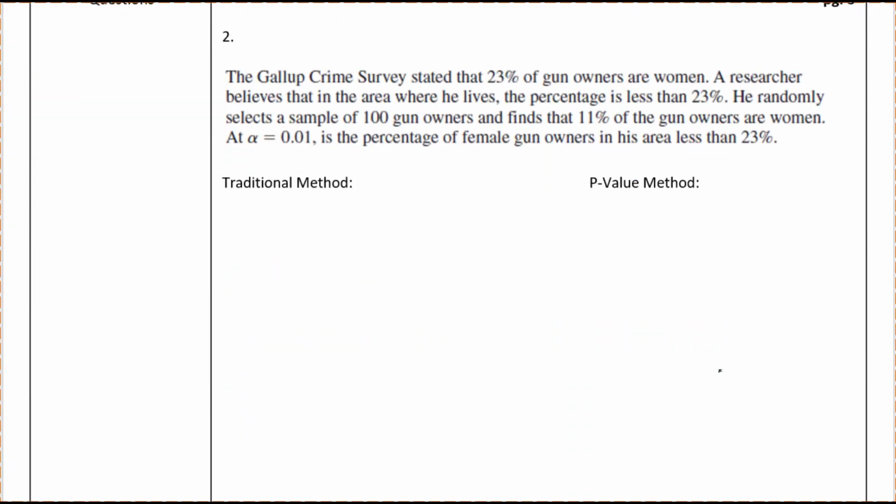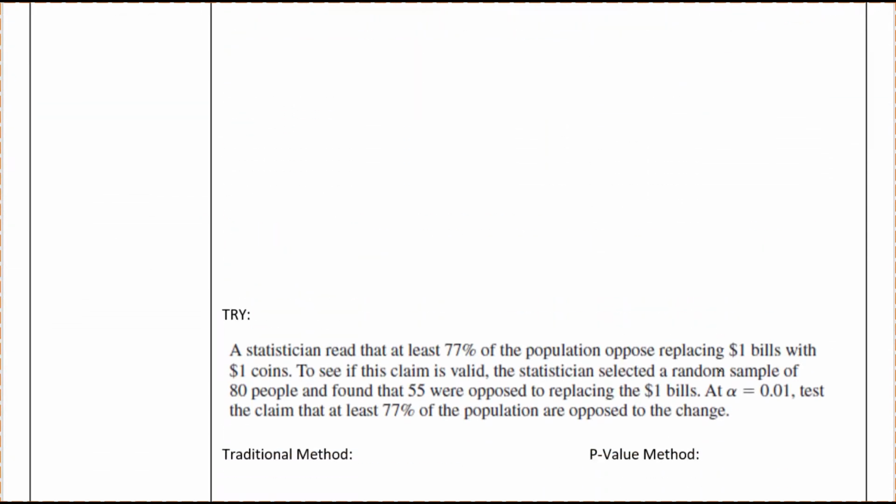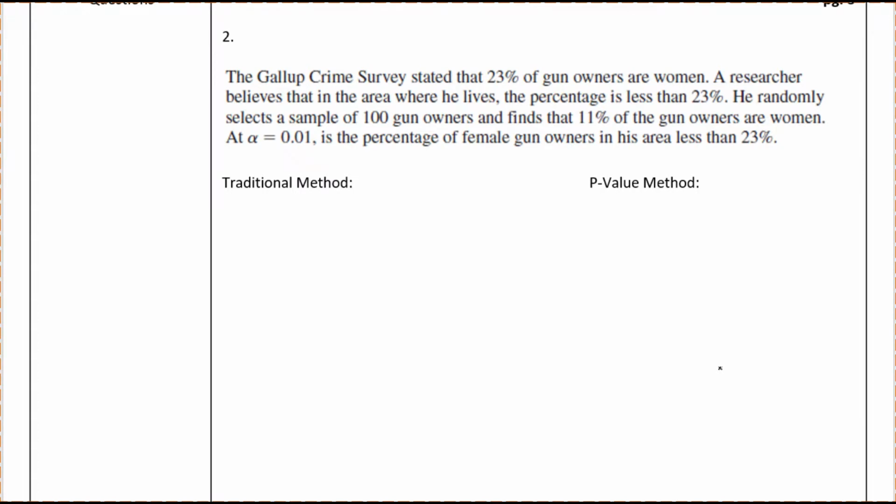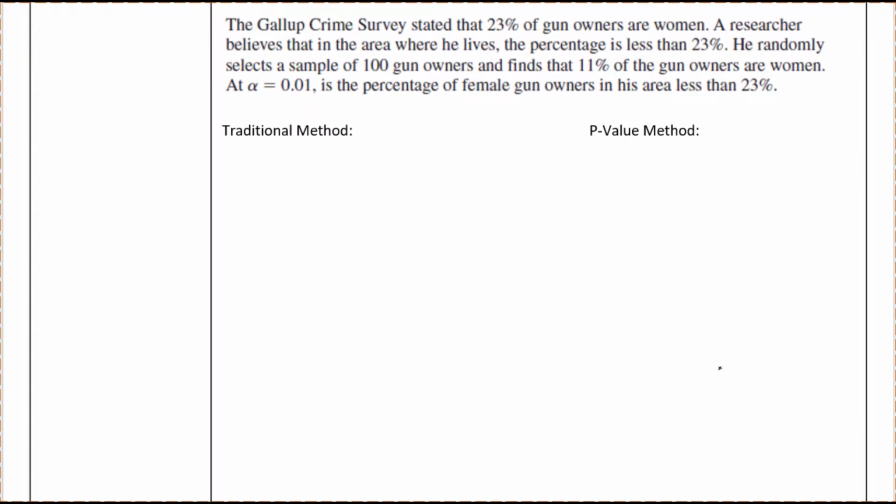Alright, so let's look at another problem to give you the idea. In fact, we're going to be doing both methods here, again, to make sure that you understand the difference between the two methods. So the Gallup Crime Survey stated that 23% of gun owners are women. A researcher believes that in the area where he lives, the percentage is less than 23%. He randomly selects a sample of 100 gun owners and finds that 11% of the gun owners are women. At alpha equals 0.01, is the percentage of female gun owners in his area less than 23%?